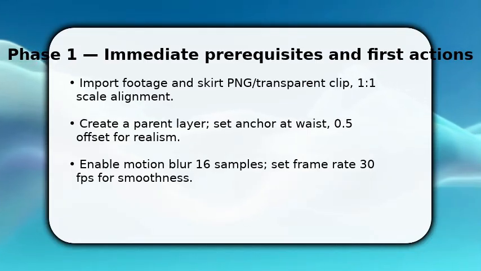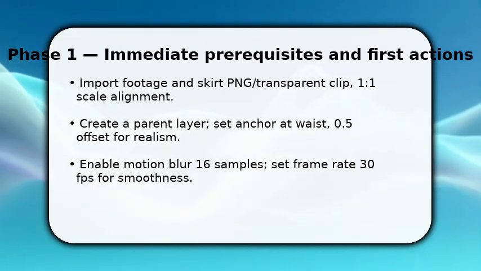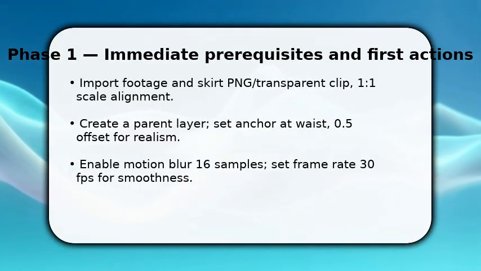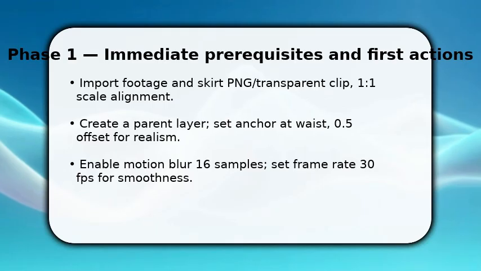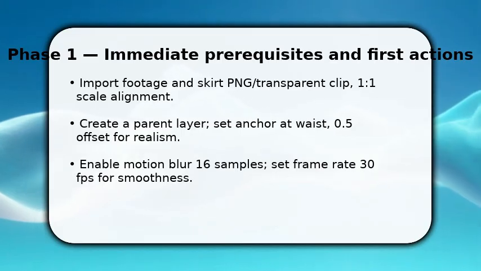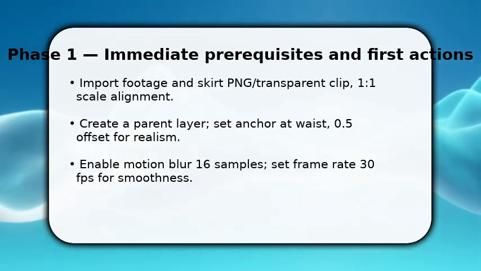You start by importing the skirt asset and your footage, then immediately align the skirt to the character's waist. Set the anchor point near the hip, about 1/2 across, to pivot naturally. Once done, parent the skirt layer to the main body so movement follows. Turn on motion blur and set samples to 16 at 30 fps to prevent jagged edges.